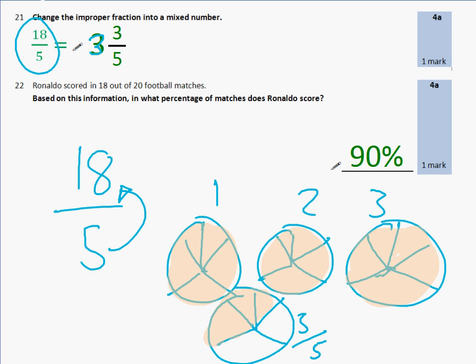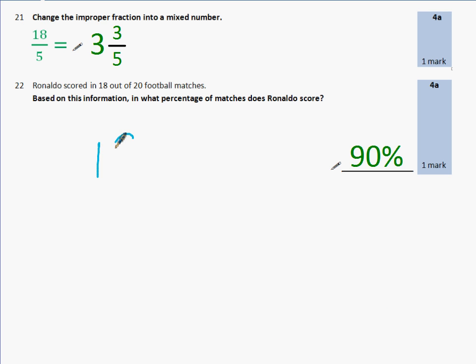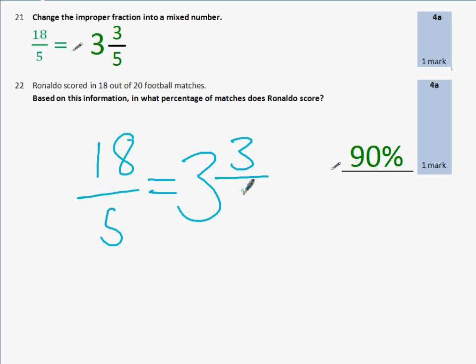So how did I do that, and how could you do that without drawing a diagram? You ask yourself, how many times does the bottom number go into the top number? 3, that's your whole. It goes in 3 whole times. And what's left? What's the remainder? 3. Okay, so 3 and 3 fifths.